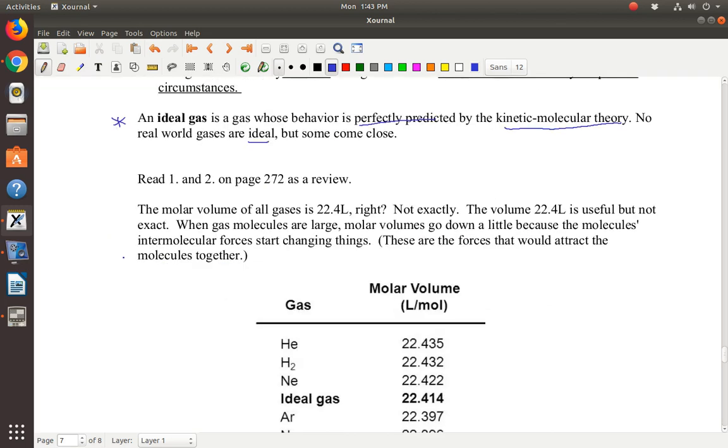We're not going to worry about reading the sections in this video, but you can go to your textbook and look on page 272. At the bottom, read paragraphs 1 and 2, it has a number 1 and a number 2, and it just talks about the ideal gases. I might read it in class.